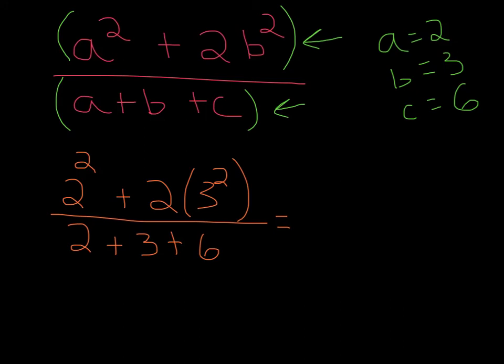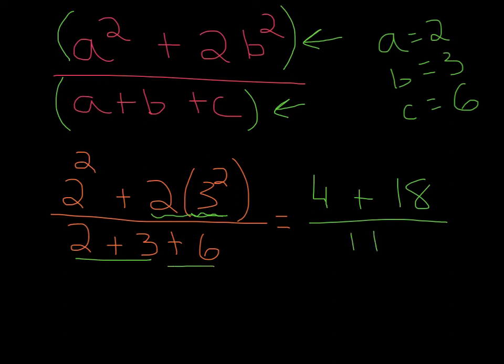So 2 squared plus 2 times 3 squared divided by 2 plus 3 plus 6. So in the numerator, 2 squared is 4, and then I'm adding that to 2 times 3 squared. 3 squared is 9, and 2 times 9 is 18. All divided by, let's see, 2 plus 3 is 5, and 5 plus 6 is 11.